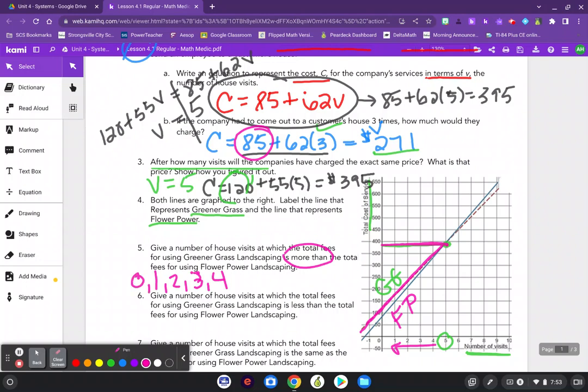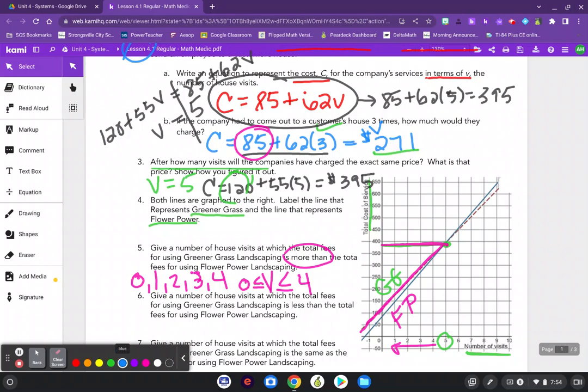And I could write this as an inequality, right? I could have visits are less than or equal to 4. Could have 4 visits or fewer. I'm actually going to do that compound inequality, right? I can't have negative visits, so I could have 0 visits. I could have between 0 and 4 visits, and Greener Grass would be more expensive. So this idea of bringing back those compound inequalities, which I think is pretty cool.